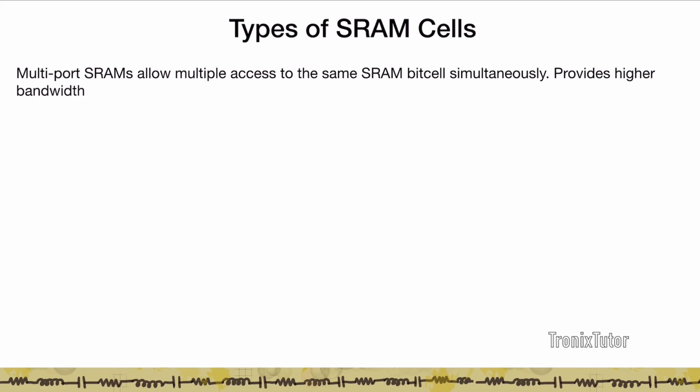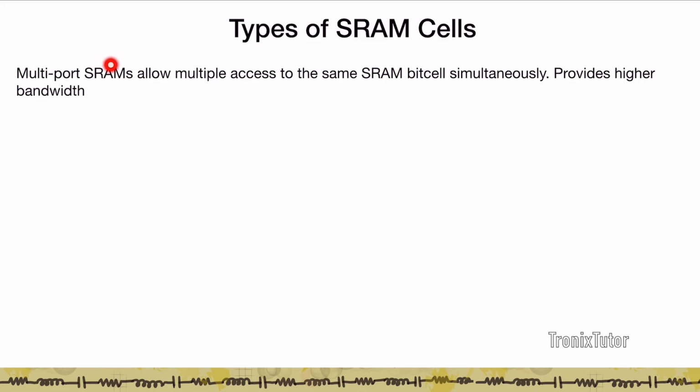Next step we'll talk about is types of SRAM cells. So we just looked at a 6T cell. Now 6T cell is the most common cell that is used in SRAMs, primarily because of the fact that it is the densest layout. Now in addition, if you look at the SRAM, we use an SRAM because it allows us to have a higher bandwidth memory.